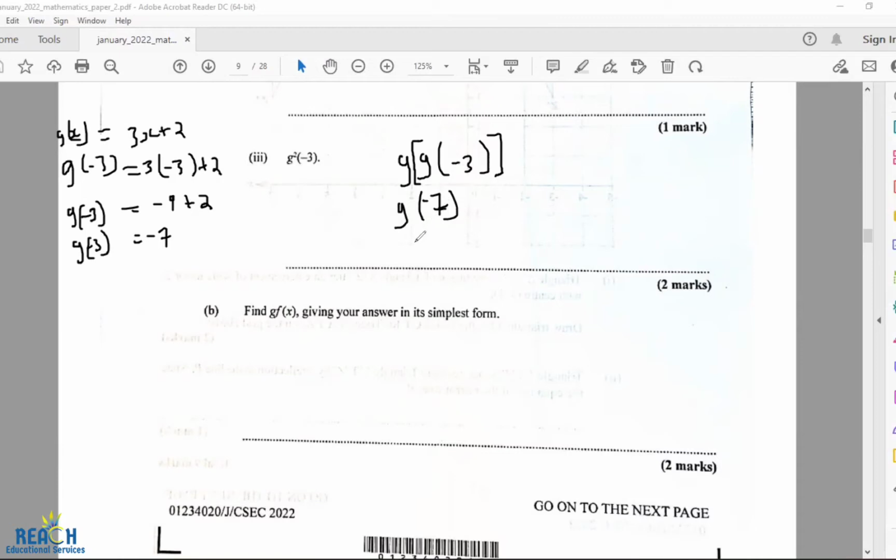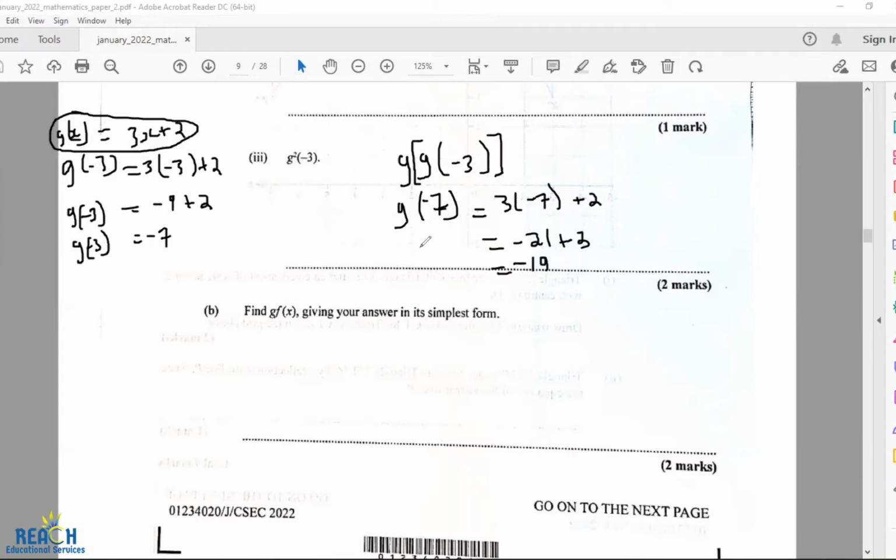Now we have something that we are accustomed to. Again, we use the same method, which is g of x, which is this right here. So anywhere I see x, I'm going to write -7 this time around. 3 times -7 is -21. -21 added to 2 is -19.